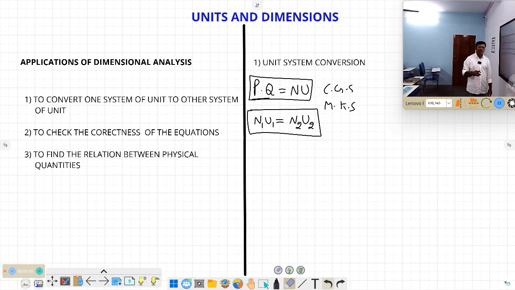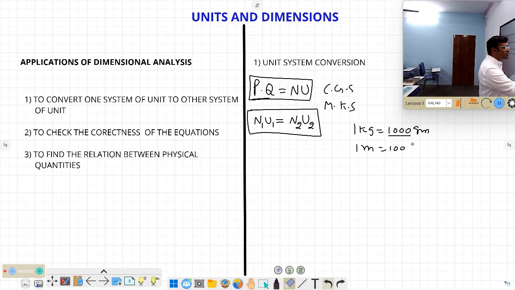Using this formula, you can find any number of the physical quantity, in terms of the previous example. In a simple way, 1 kg is equal to 1000 grams. This 1000 is one of the relations. How you got it, we can get it using this analysis. And 1 meter is equal to 100 centimeters. These are the basic things we know, that's why we are writing them here directly. So these are the conversions.